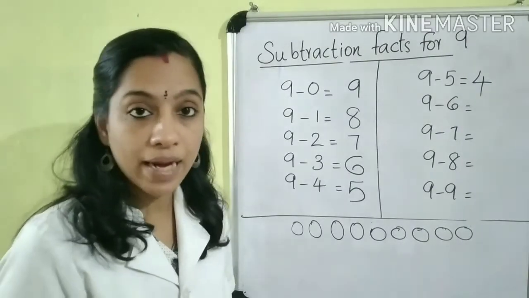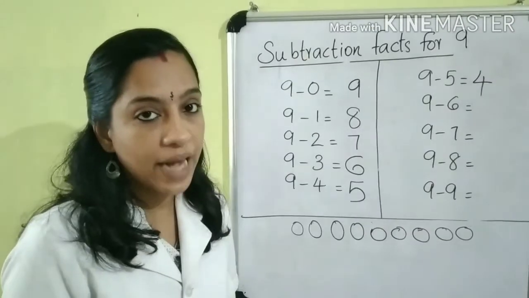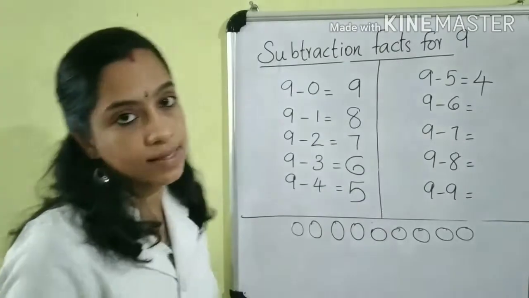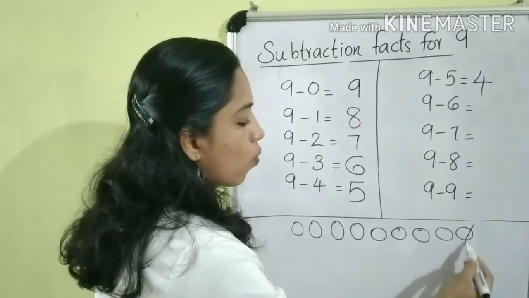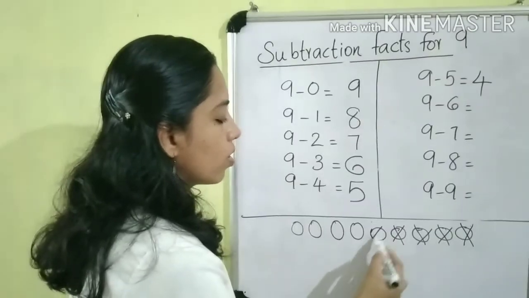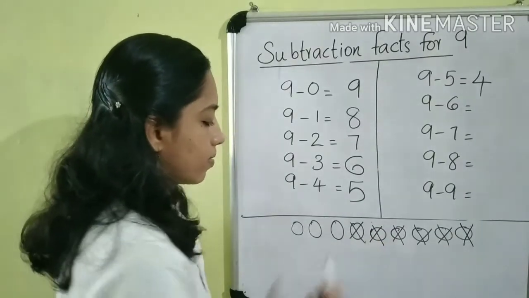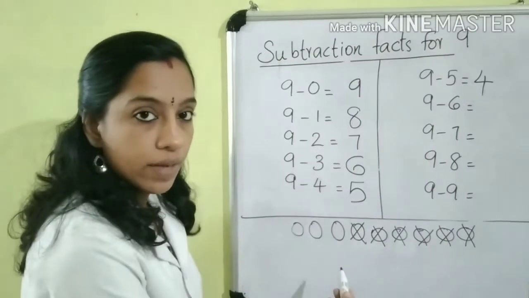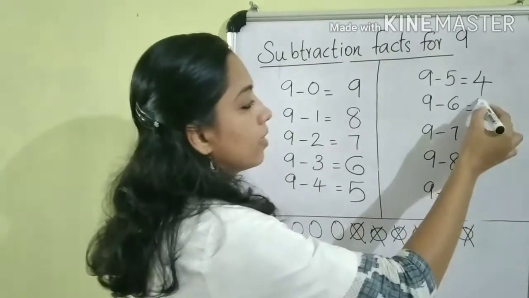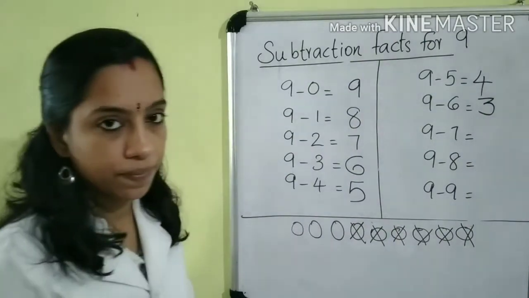Next we have to subtract 6 from 9. That is, we have to cross out 6 circles here. 1, 2, 3, 4, 5, 6. Then count the remaining circles. 1, 2, 3. So we can write here 3.